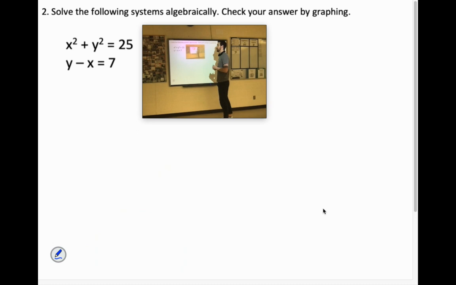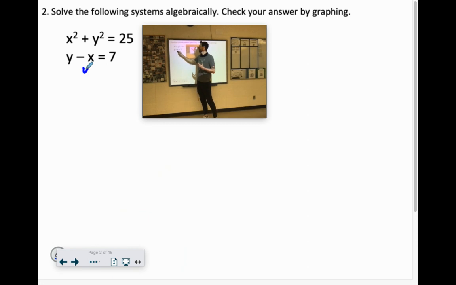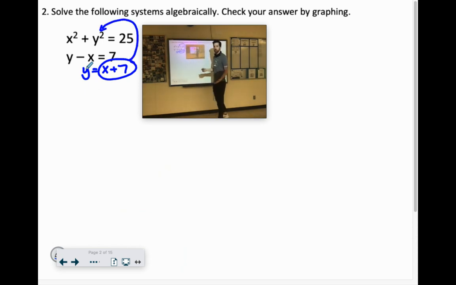Y minus x equals 7. So we're going to want to isolate one of these variables. If I was doing this, I would look at the second equation, and it'd be pretty easy to get y by itself. You would just have to add x. So we would have y equals x plus 7.